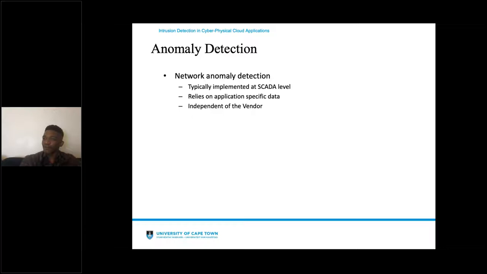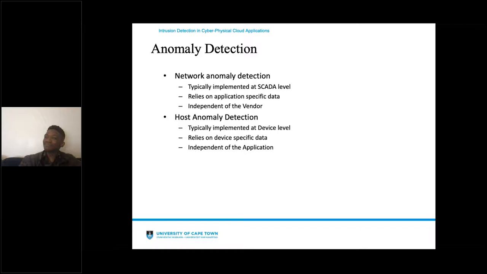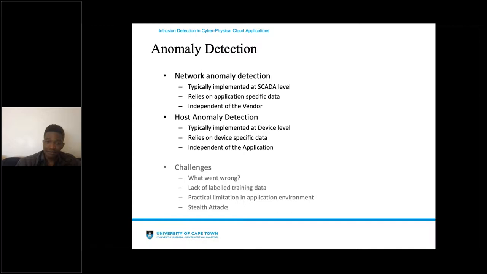Then we have host anomaly detection, and this is implemented at a device level. This obviously is going to depend on the specific device information. What computer are you using? What operating system is being run there? What PLC are you using? Those are the kinds of things that are considered here. This is completely independent of the application. It's more on the device level, to ensure that the device has not been compromised, and you should have host anomaly detection running there.